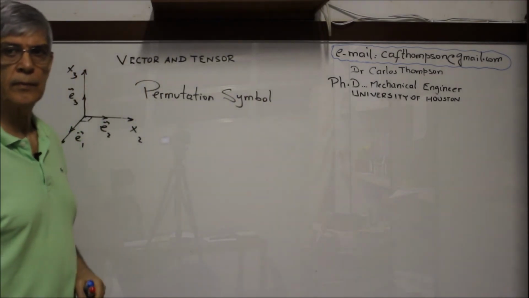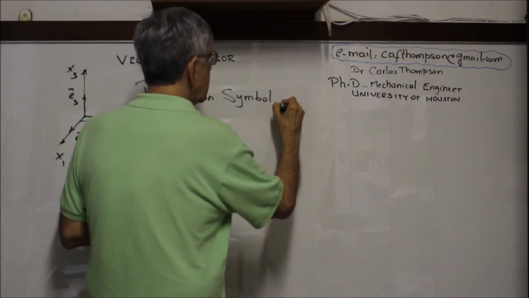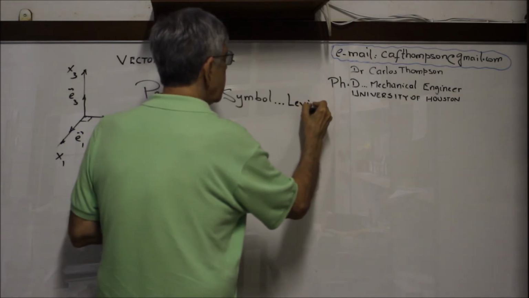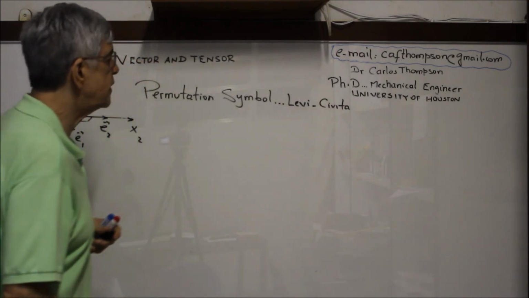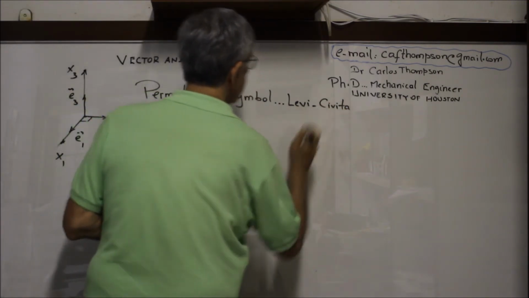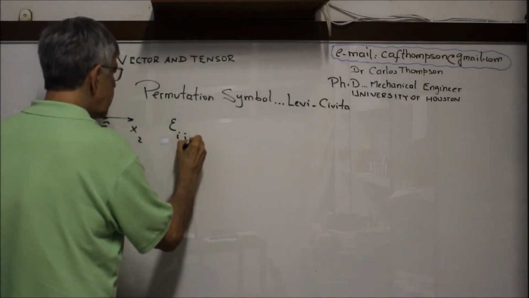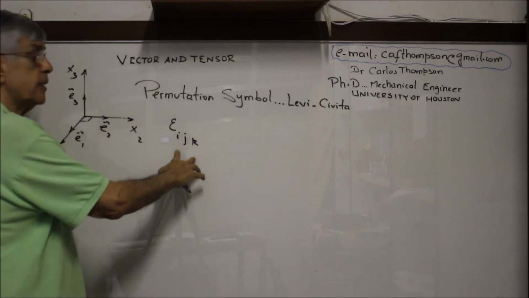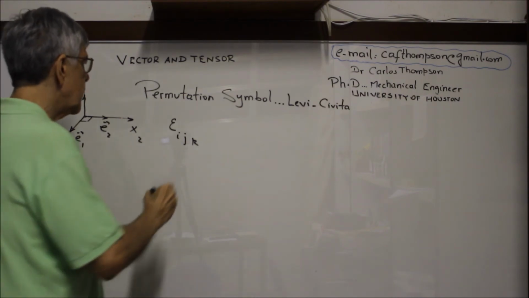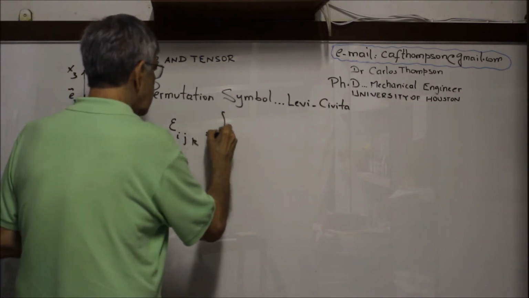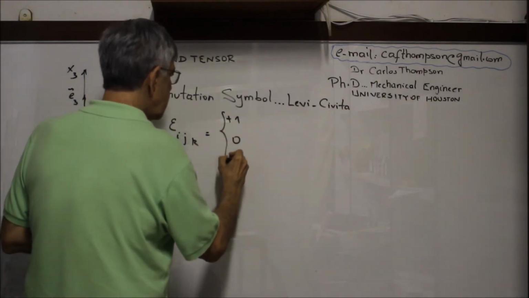This is called also the permutation symbol, the symbol due to Levi-Civita. Now, you have epsilon I, J, K. This is a third order tensor. The component is equal to plus 1 or 0 or minus 1.